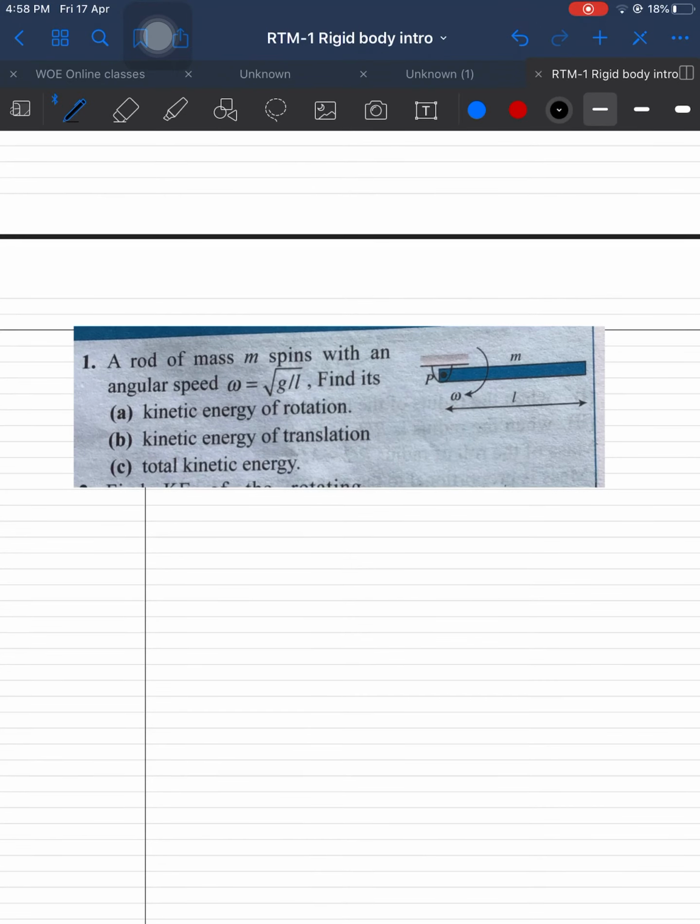Let's see this. These are exercise problems. A rod of mass m spins with an angular velocity omega, root g by L. Find its rotational kinetic energy. When a body is rotating, kinetic energy has translation and rotation. What is the rotational kinetic energy? Half I center of mass omega square. I of the center of mass of the rod is m L square by 12, into omega square. I discussed this at the start of the class.